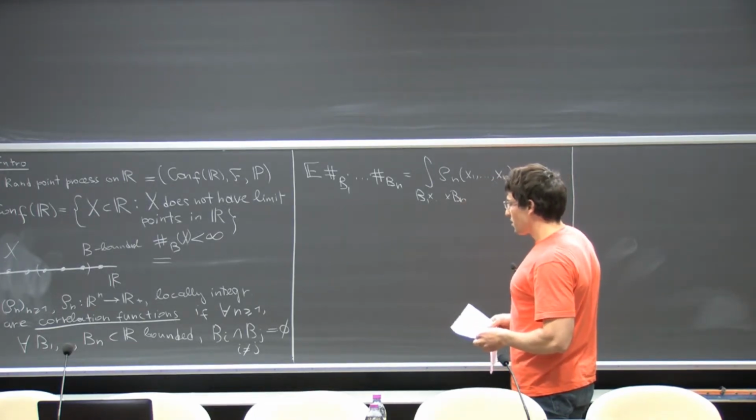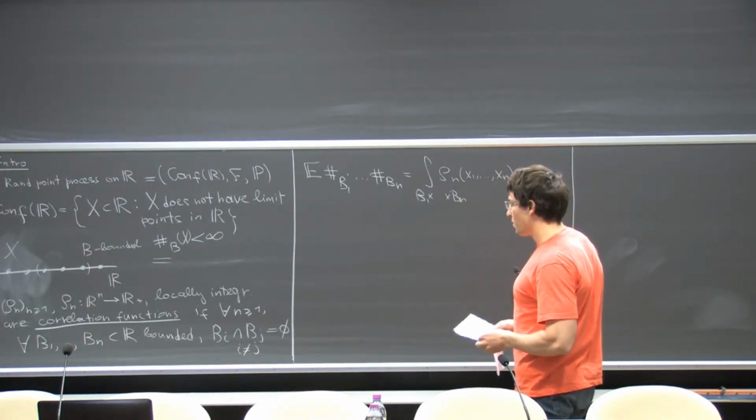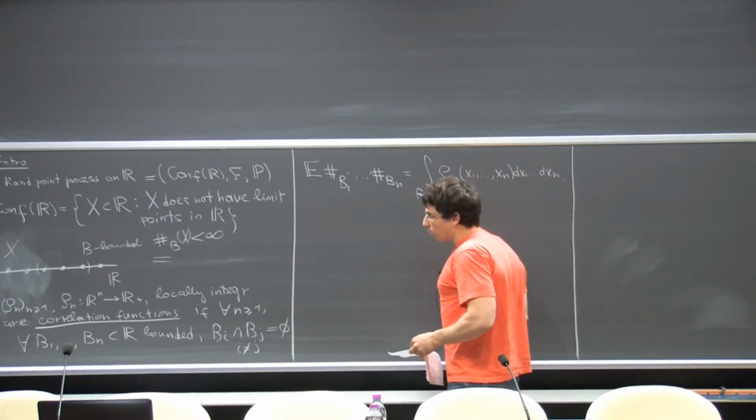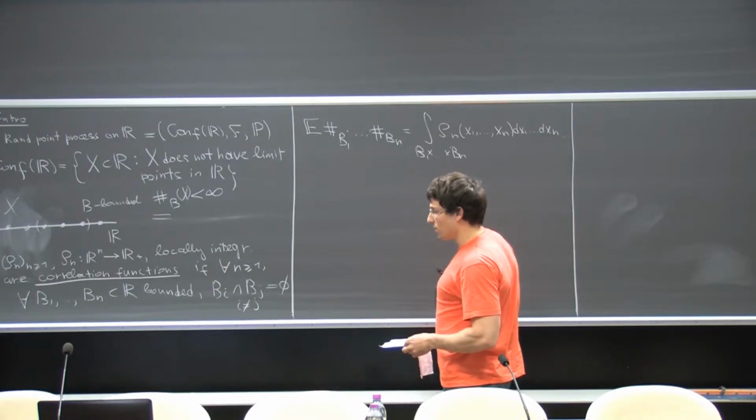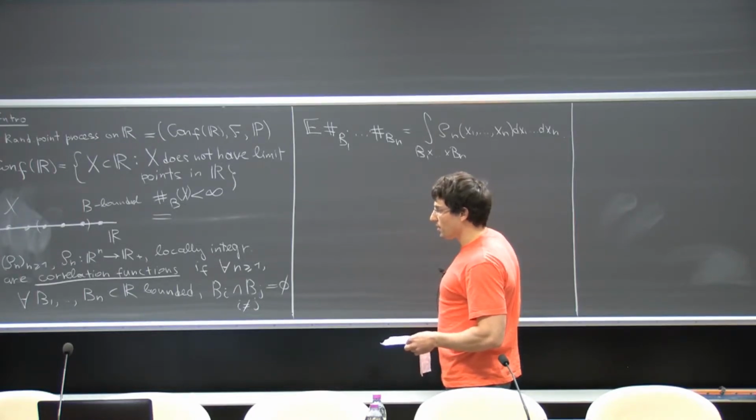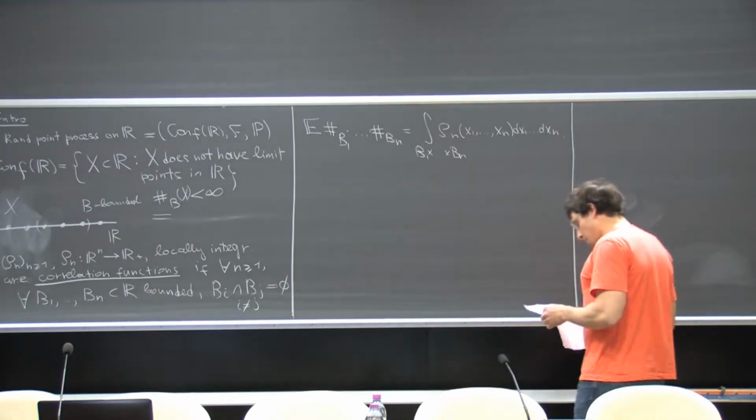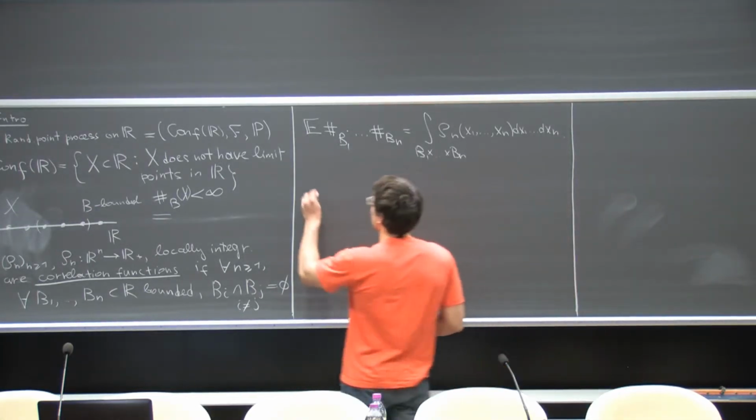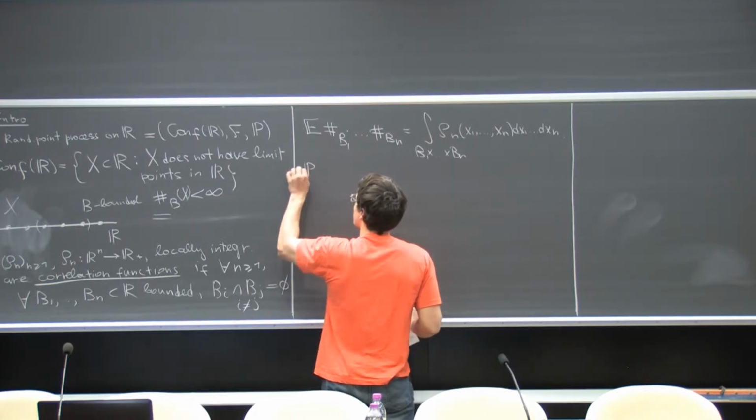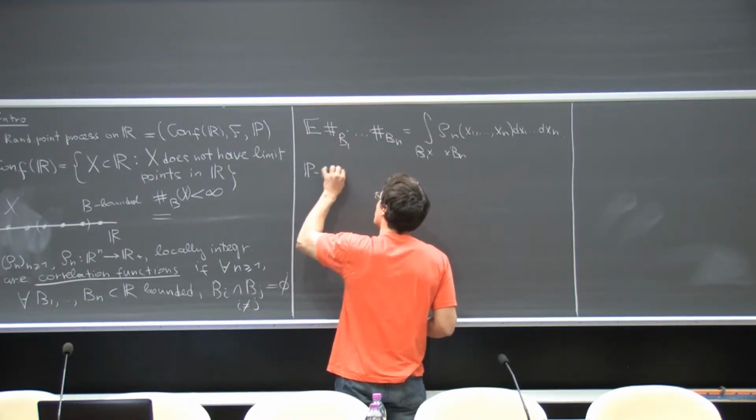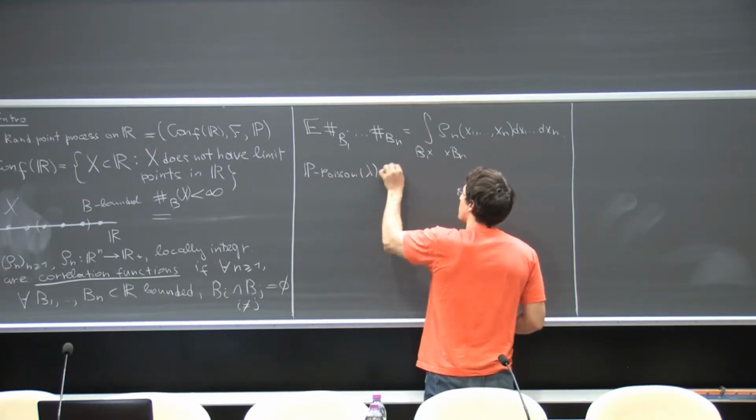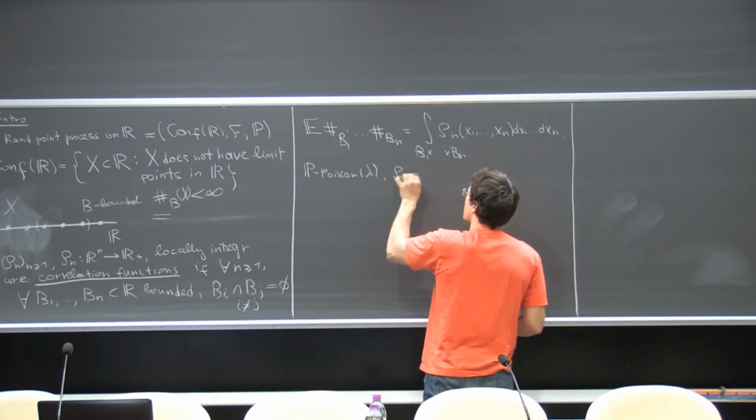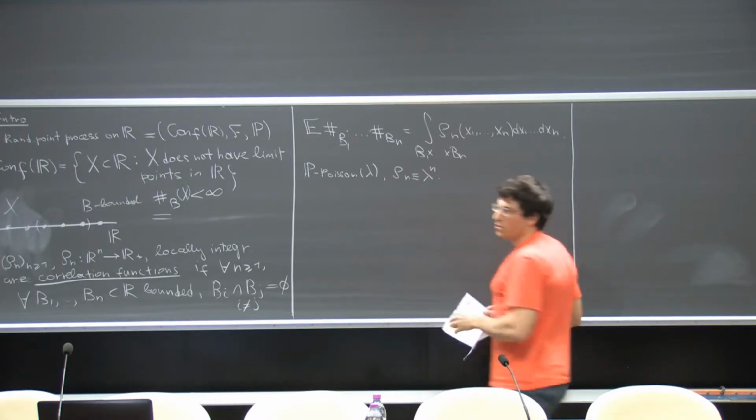The correlation functions are a rather convenient language to speak about point processes. In particular, in applications they usually exist, and under appropriate assumptions they define the point process uniquely. Let me give a simple example. If P is a Poisson point process with the parameter lambda, then the correlation functions are very simple. They are constant and equal lambda to the power n.